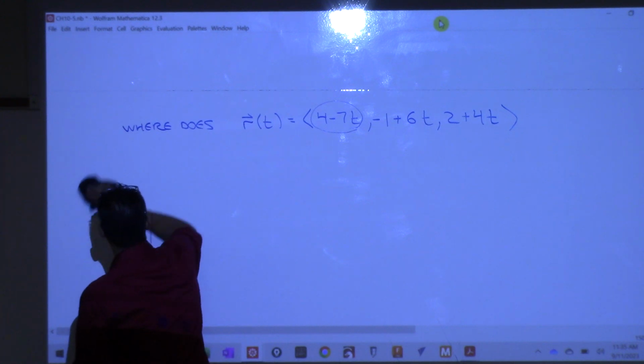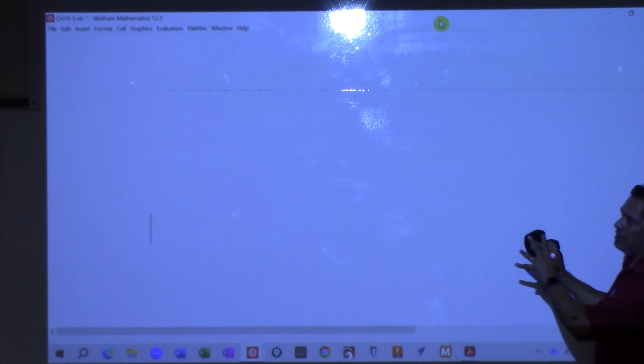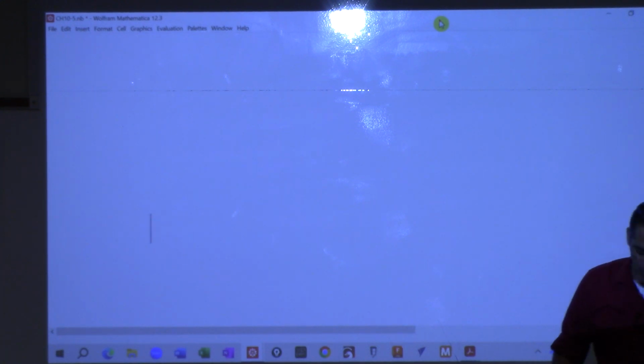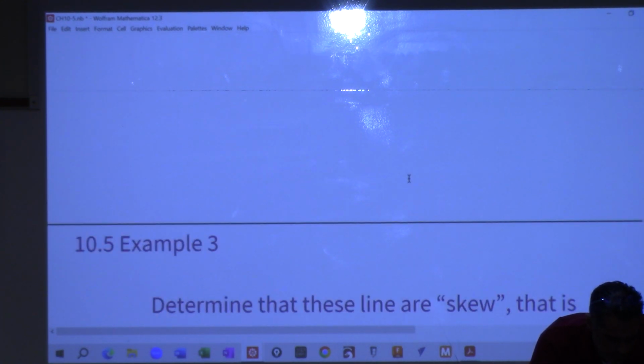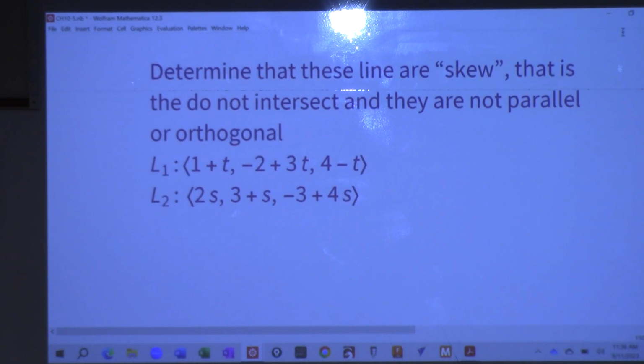Given 2 points, we can find the vector equation of the line through those. Every example I've given you so far, I'm working in 3-dimensional space. I'm assuming that if we went to 2, it would be even easier, right? Because we only have 2 components to worry about. Here we go. Determine that these lines are skew. That is, that they do not intersect and they are not parallel or orthogonal.